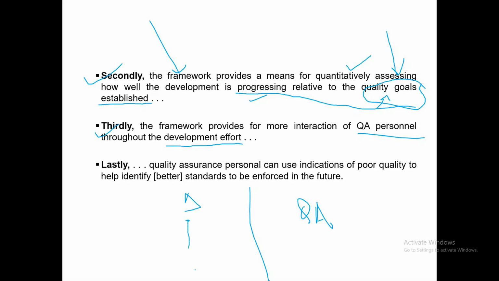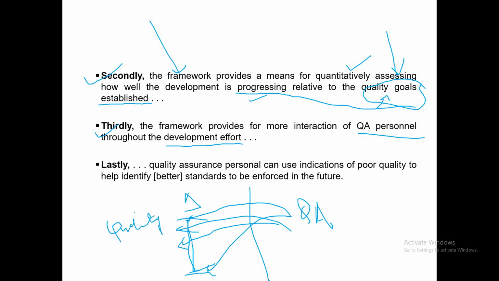Once you start development, finish the development, and then you involve a quality analyst who will inspect your development work and provide you some suggestions or solutions. Again, it is a late idea. After finishing, if they give you some massive changes, again the amount of time that you have spent here, you need to rework. So what this framework says is more interaction of QA throughout the development effort. You get inputs here, here, and here during the development phase, so that the end product of the development meets the required quality objective. And last, quality assurance personnel can use indications of poor quality to help identify standards to be enforced.